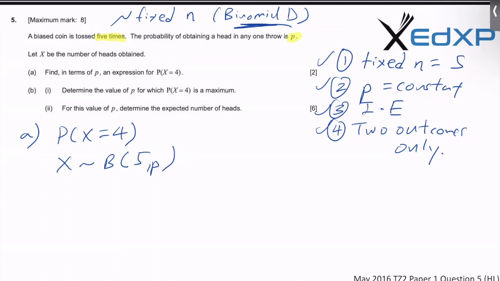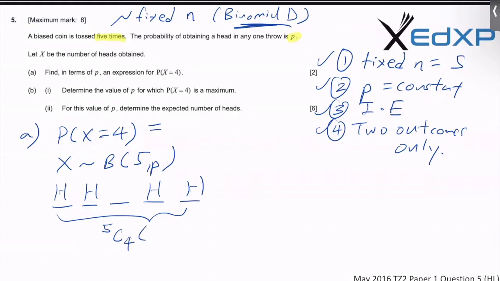That's defining our distribution and our variable. The probability of X equals 4. For those who want to better understand binomial distribution, I toss the coin 5 times, 1, 2, 3, 4, 5. And I want to have 4 heads, so I can place them anywhere, 1, 2, 3, 4, for example. So there are 5 slots, and I want to choose 4 slots to be heads. Since there are 4 heads, I have to do P to the power 4. And since there is 1 tails, it's 1 minus P. So that would be the answer for part A.